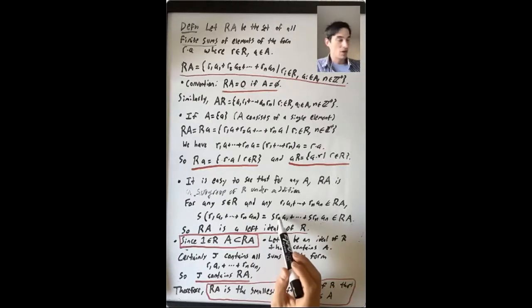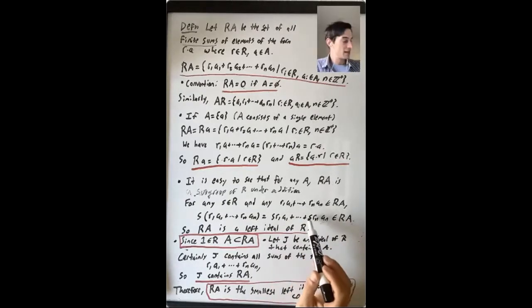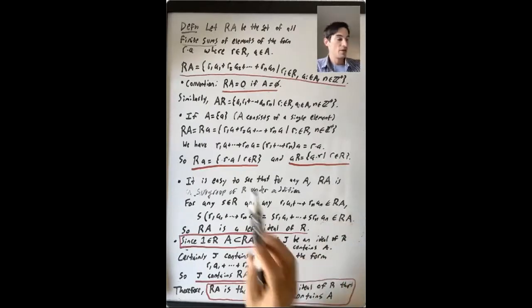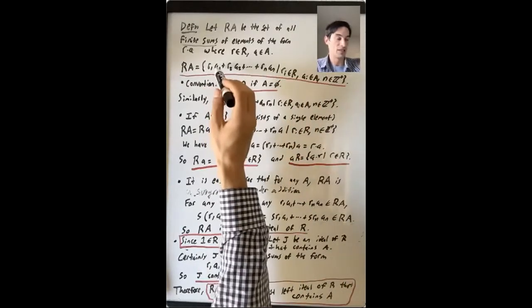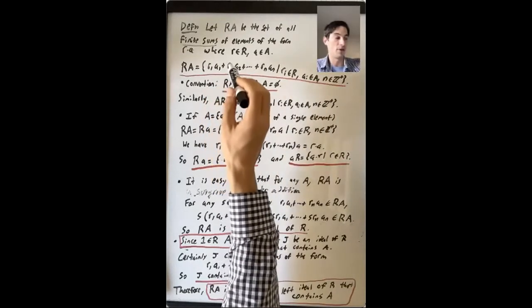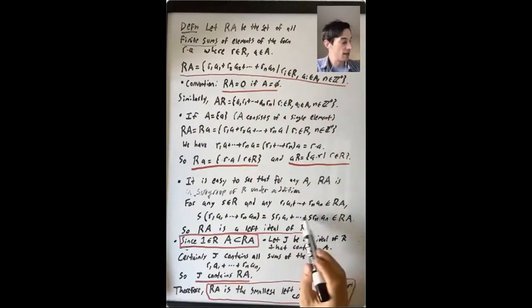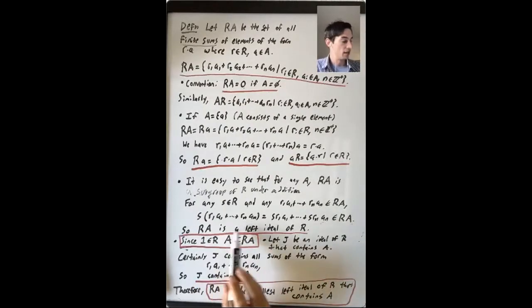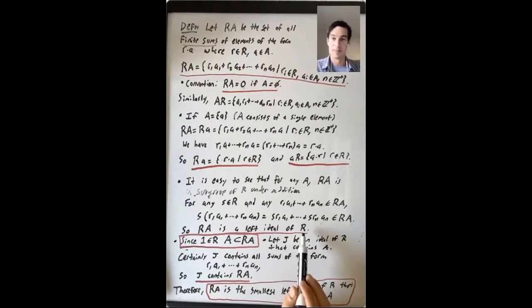And S times R1 is some element of the ring, and S times R2 is some element of the ring, and S times Rn is some element of the ring. So we're back in this form. We still have something in the ring times A1 plus something in the ring times A2. So this lands back in RA. So we have seen that RA is a left ideal of R.